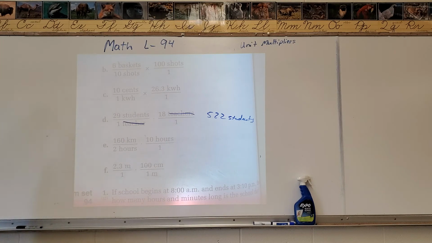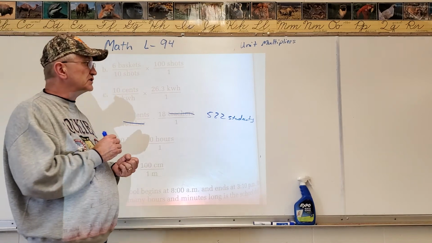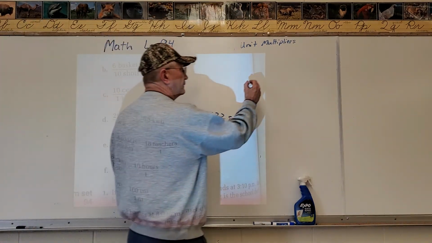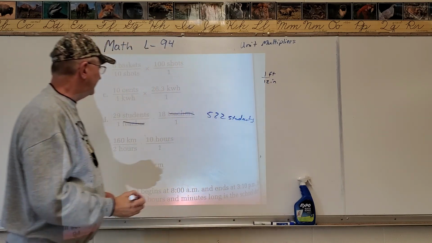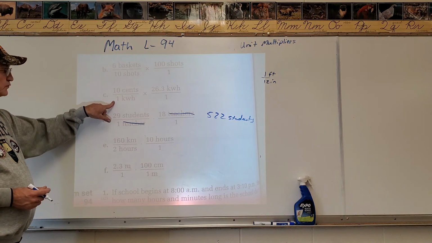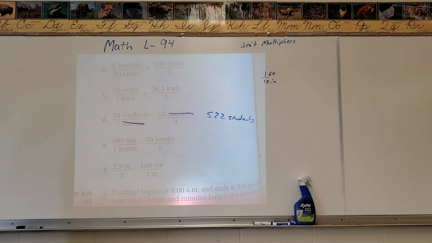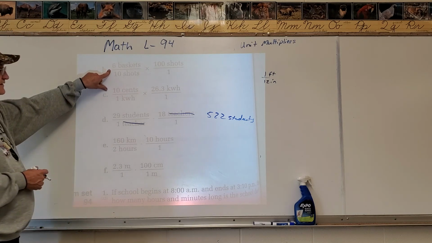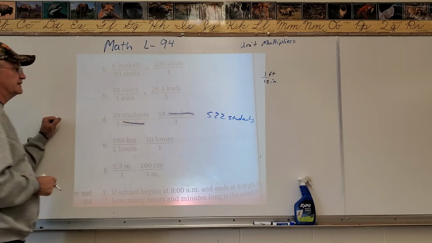All right, now, again, if you have questions on these, let me help you. I will gladly do so. But the unit, again, remember, the word unit refers to your label. Unit multipliers means what it takes. For example, the one I had up here, 1 foot equals 12 inches. Just like here, 29 students equals 1 teacher. That's a unit multiplier. 10 cents equals 1 kilowatt. Okay? And the kWh, I'm not sure what kWh is, but anyway. But 6 baskets, we have 10 shots. We have a unit multiplier of 100 shots per 1.